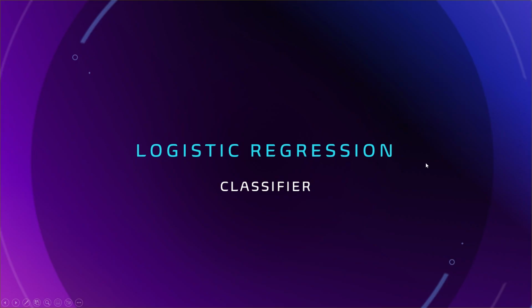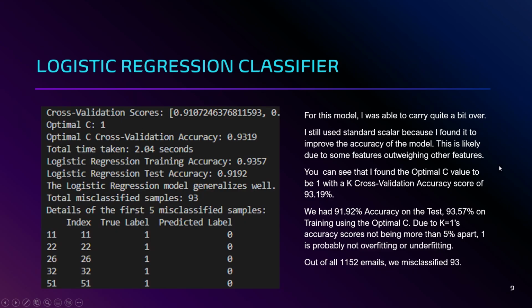Next, we have the logistic regression classifier. For this model, I was basically able to carry almost everything over. I still used StandardScaler, which also improved the accuracy of this model. And I found the optimal C value for this model to be 1.